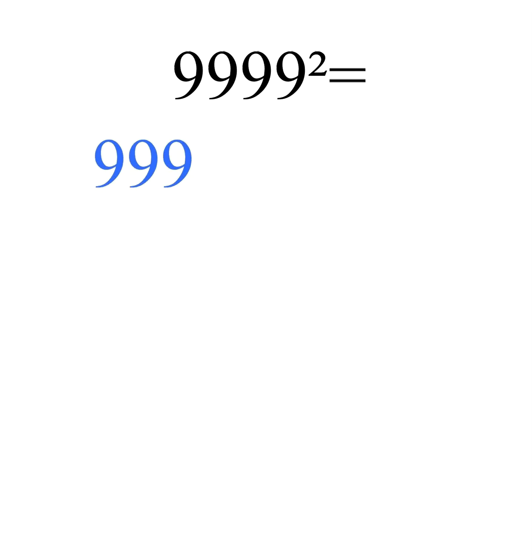Then we write down an 8, then 3 zeros, and finally a 1, and we're done. This is the answer. That's simple and fast. Let's have another one.